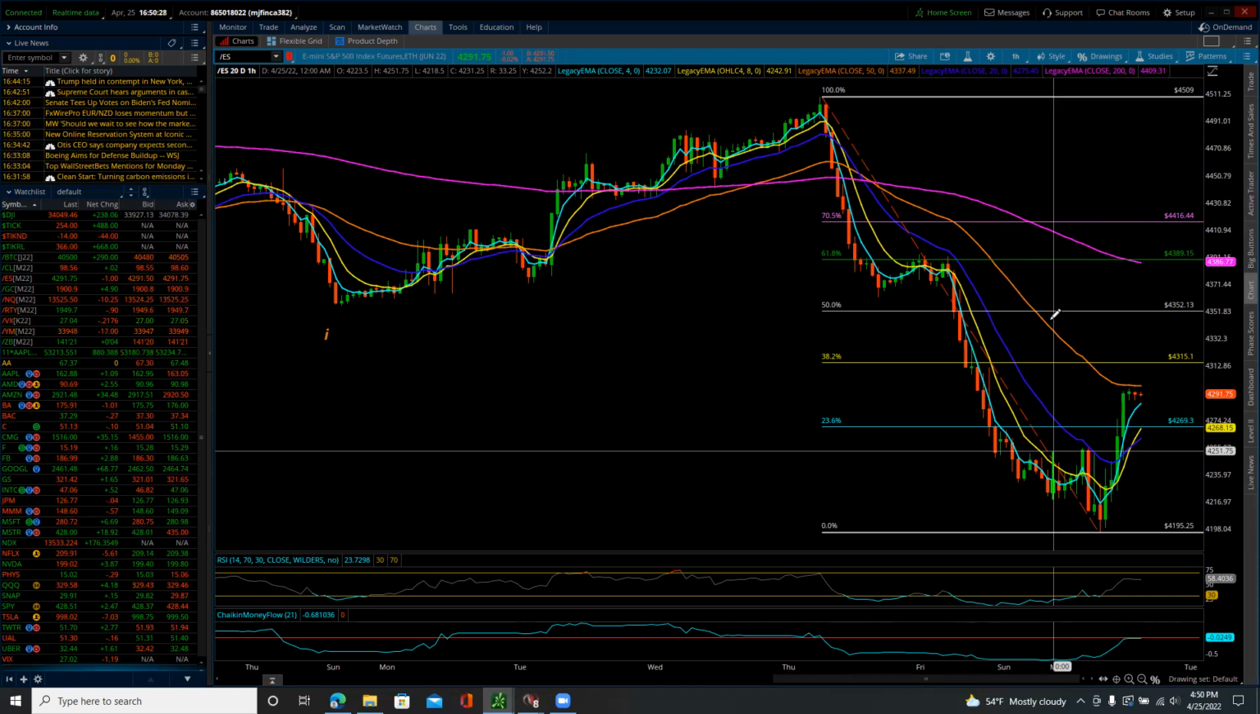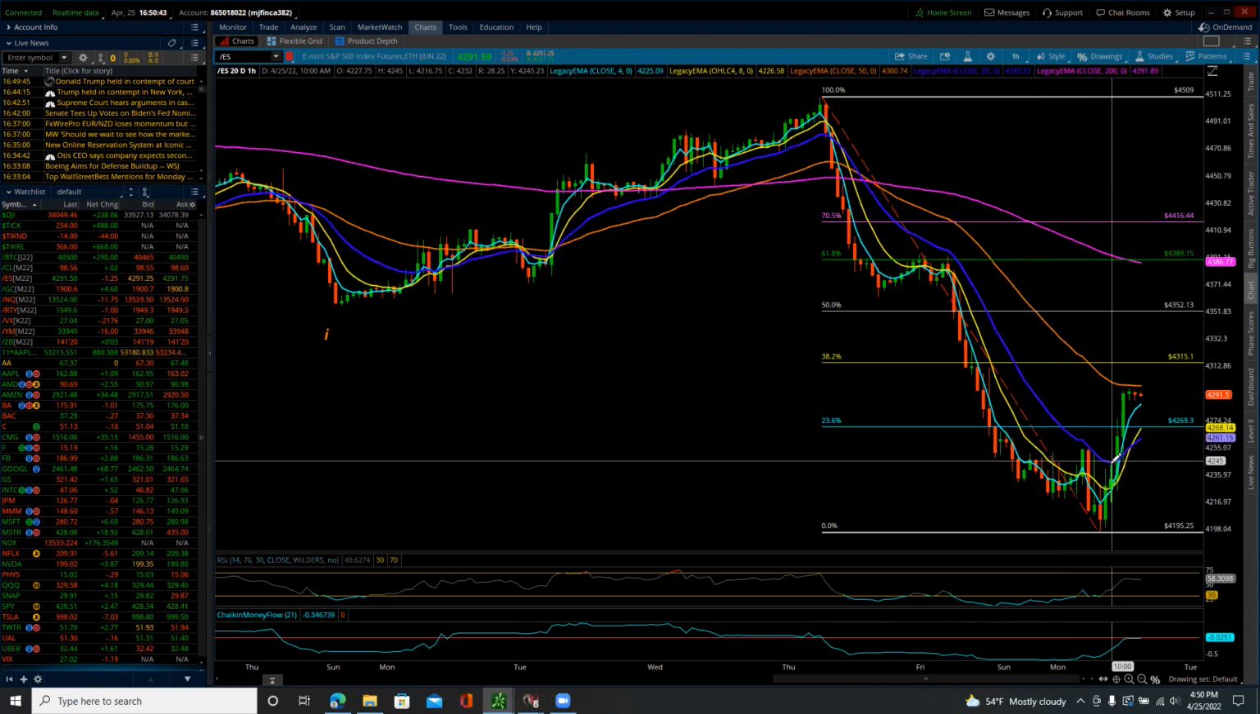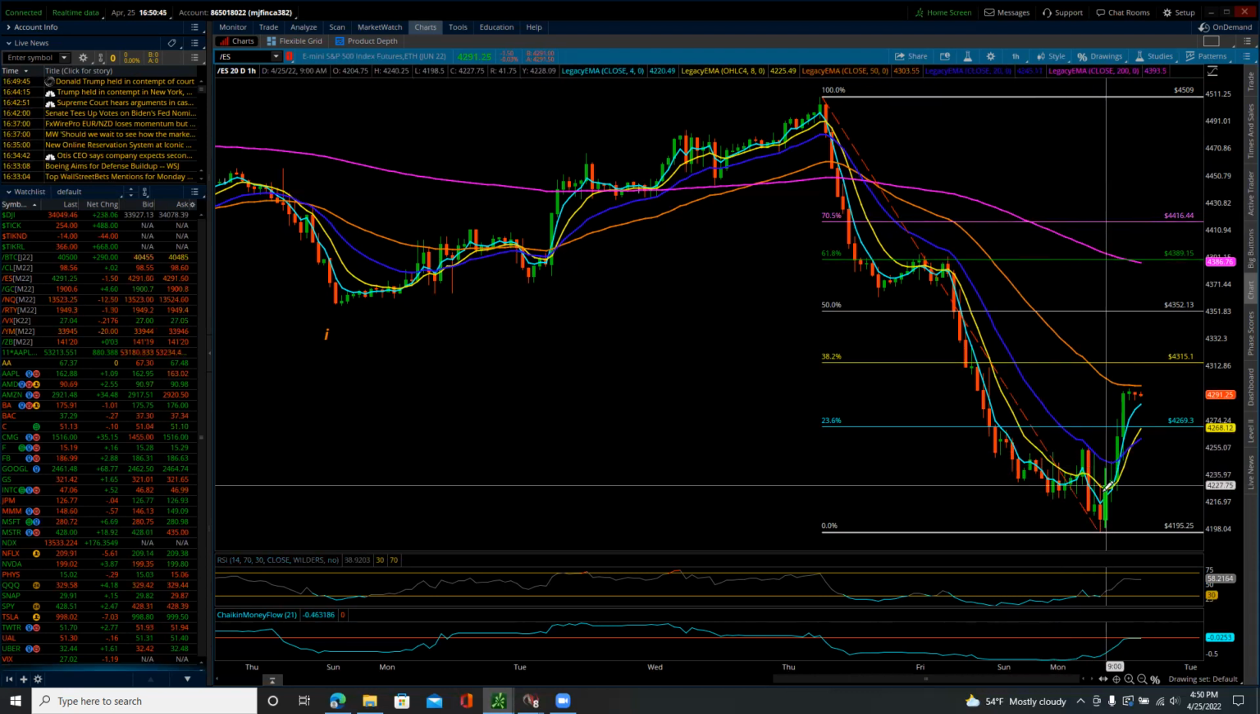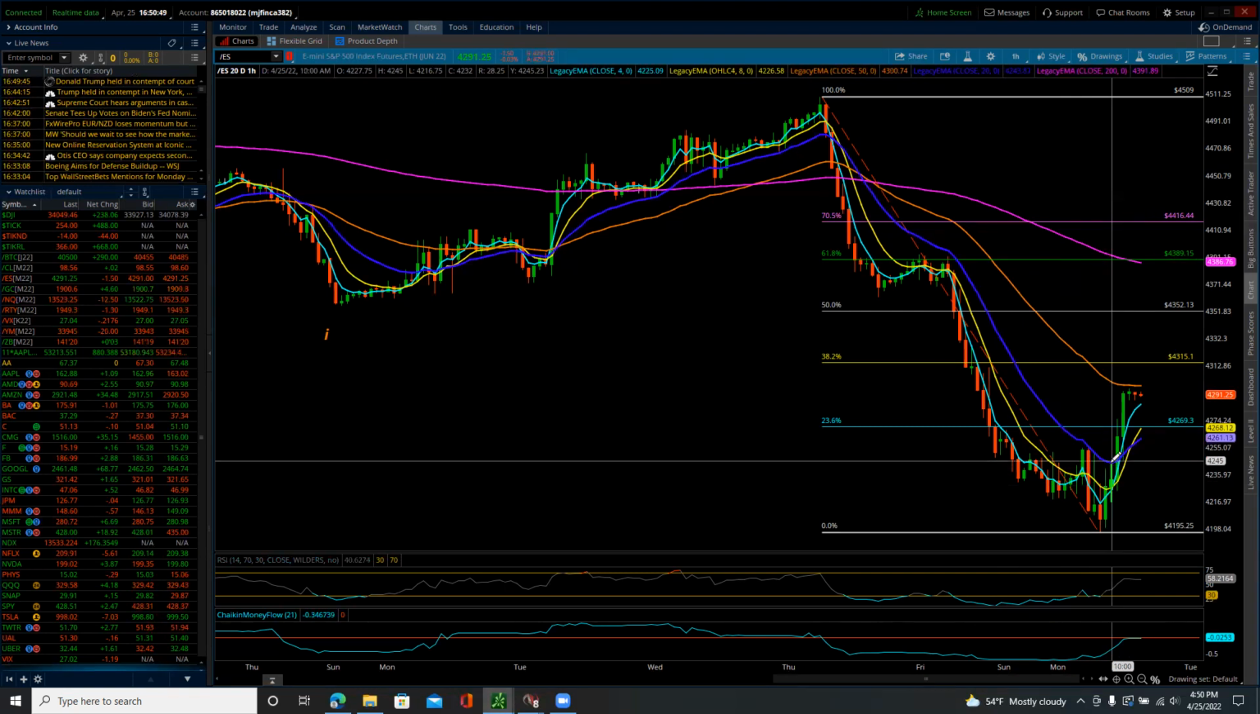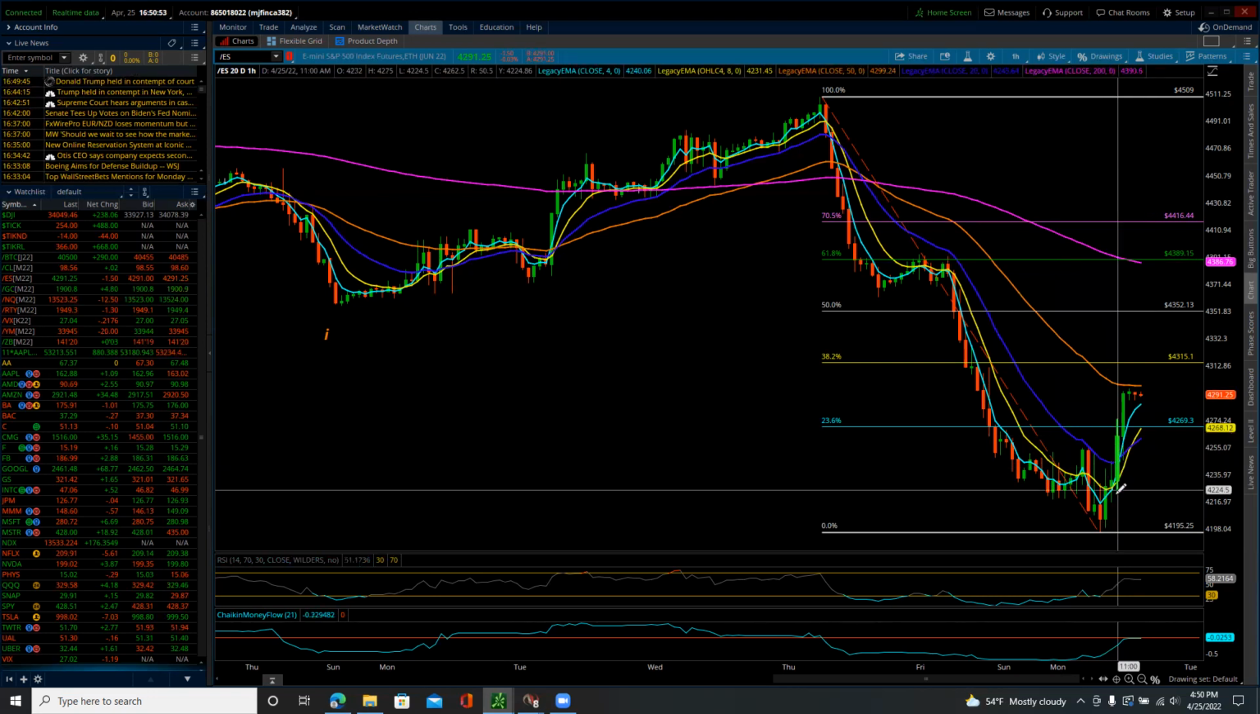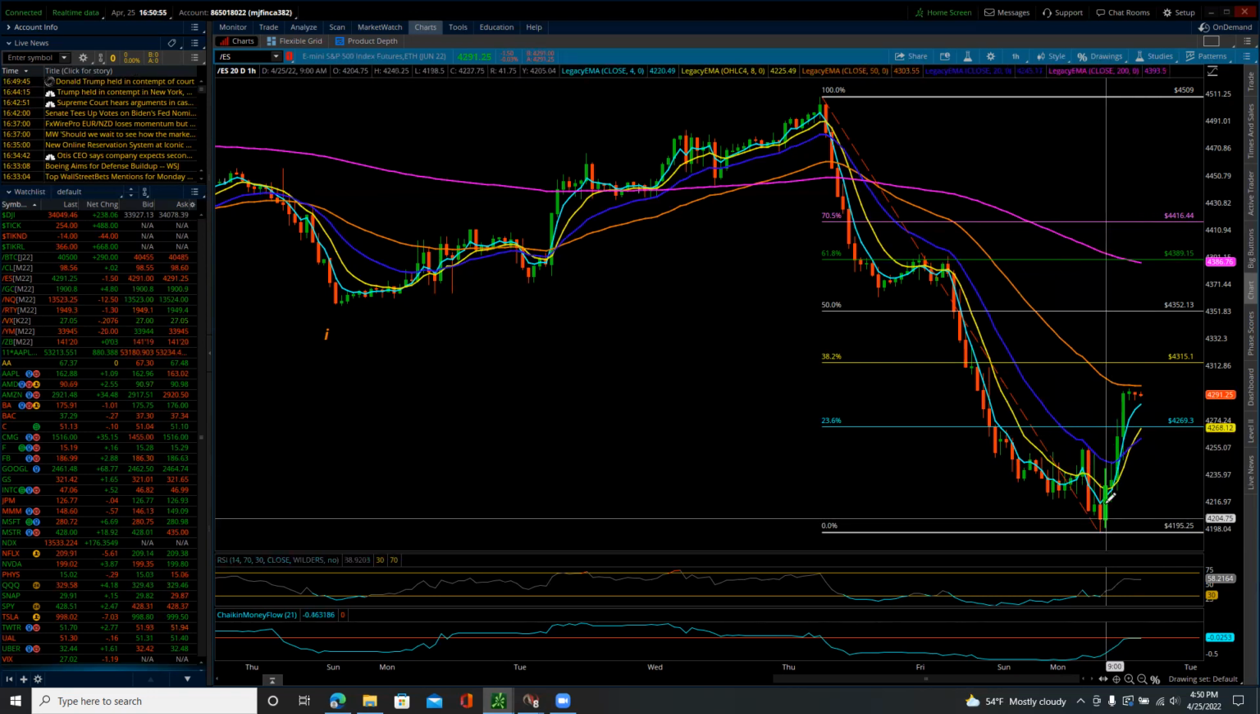And unfortunately for me, it was only a one lot because that's all I had to get in, but it was enough. And what happened is I had gone away from the computer. I came back, looked at it. It broke the 20. So down here, it broke the 20. It broke the 20 not in the hourly, it broke the 20 on like a 1 minute. And that normally gets you a nice little drop.